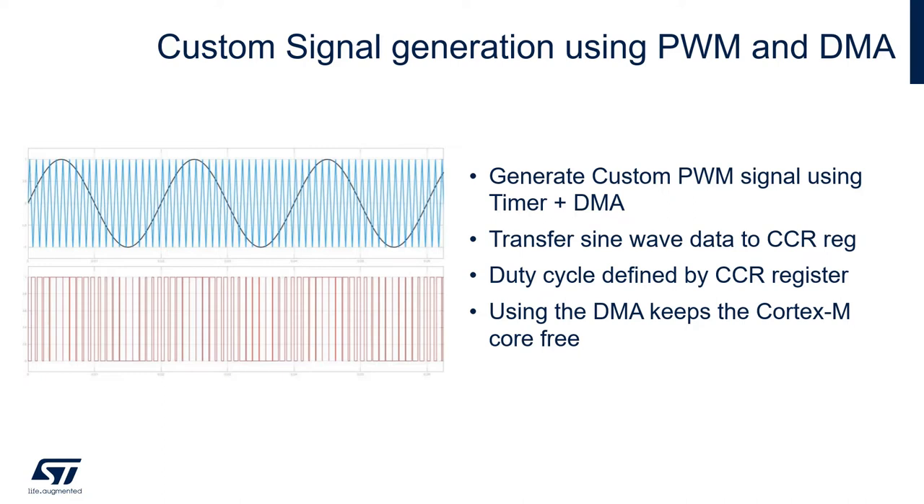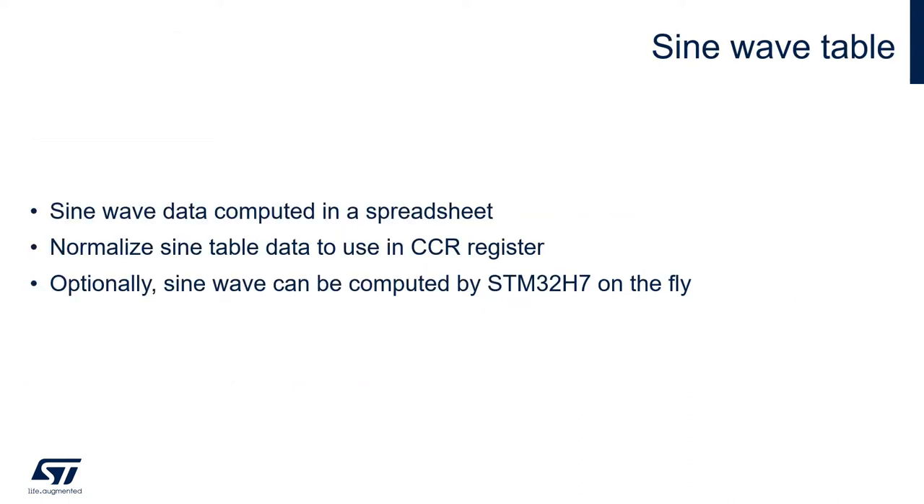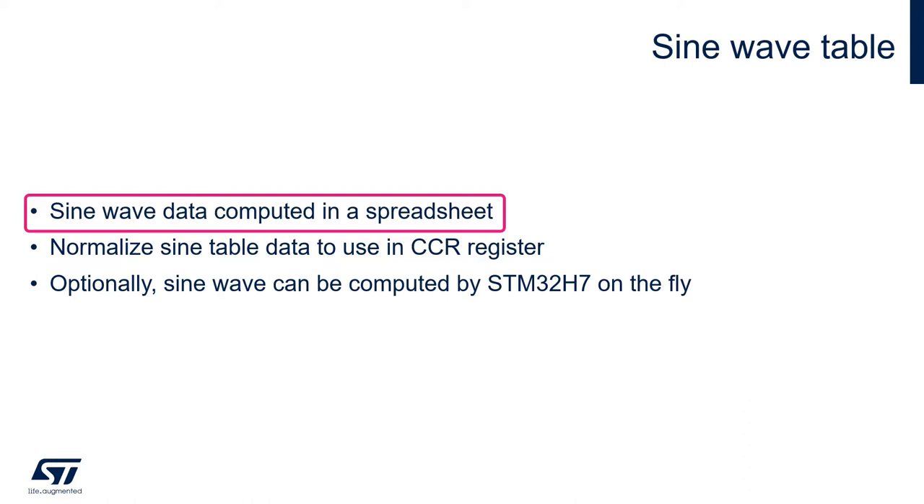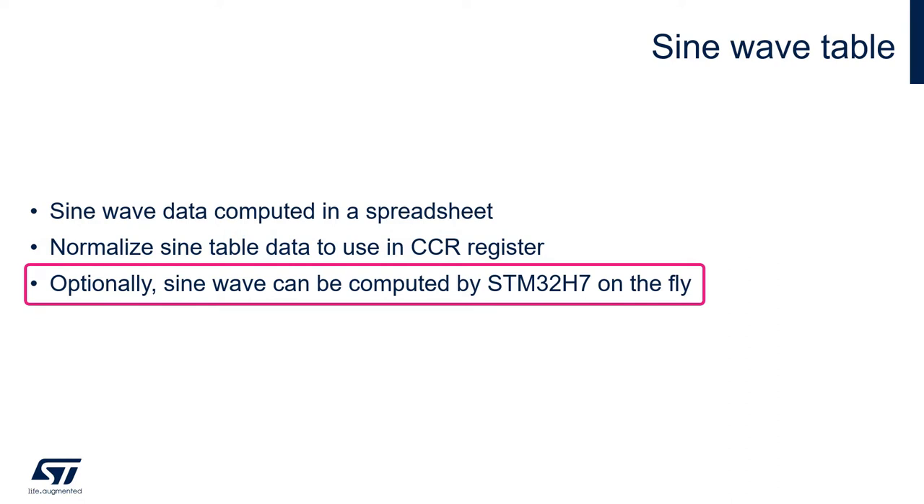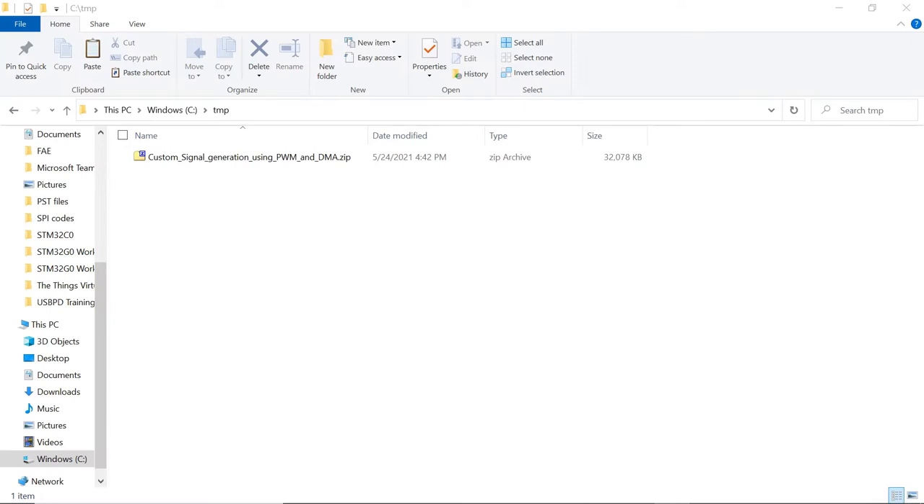In this exercise, we will generate a sine wave. Let's say that we want to generate a sine wave. To do this, we will first compute our sine wave data table with 10 degrees angle resolution. This is shown in the table that is part of the zip file you have downloaded. An offset and normalization are applied to the sine wave output to obtain our CCR register data points. Optionally, the sine wave can be computed directly from the STM32H7. Let's have a look at the data.